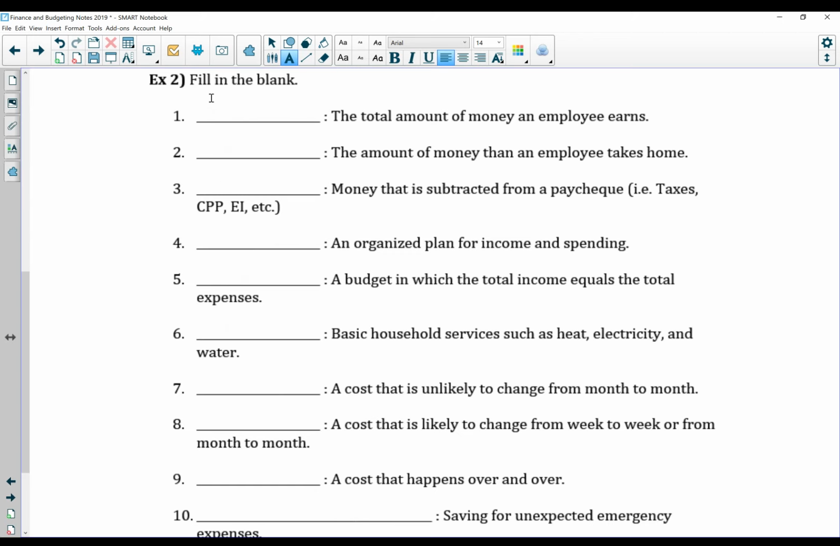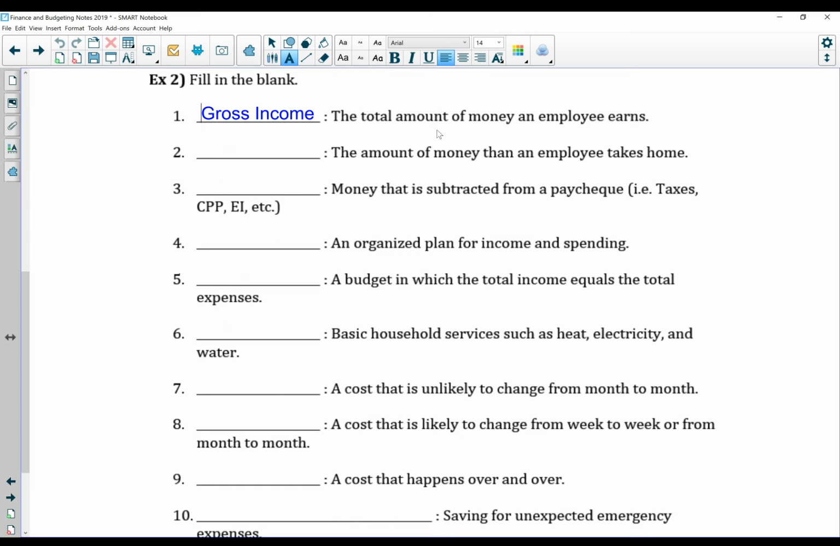All right, people. For this last part of this lesson, lesson 3 for unit 3, I would like to go over some simple definitions of things that you should know for this unit. First, the total amount of money that an employee earns. There are different terms for how much money you earn. This is the total amount. It's called gross income. You might have heard that before.